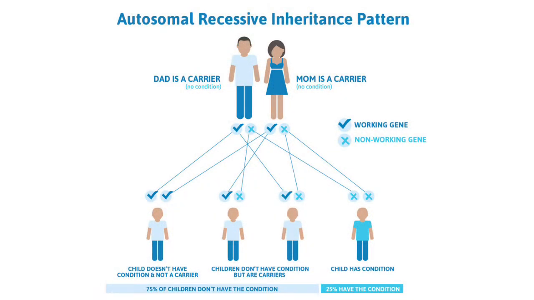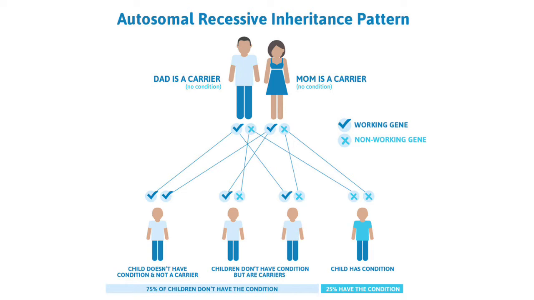The first possibility is that the mother would pass on her working copy of the gene, and that the father would pass on his working copy as well. This would result in a child who is unaffected with the condition and isn't even a carrier, because the child has 2 completely normal copies of that particular gene, no variations in either of those copies.